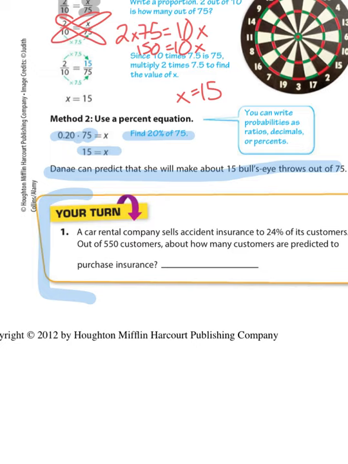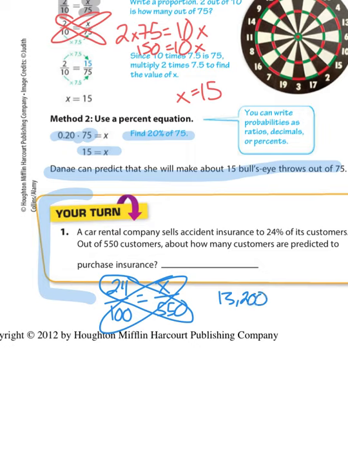Method 1, 24% is 24 out of 100. So then we set that probability equal to a number out of 550. And then we cross multiply. And 24 times 550 is 13,200. So that's equal to 100x. So then if we divide both sides by 100, we get x equals 132. So how many customers are predicted to purchase insurance? 132.